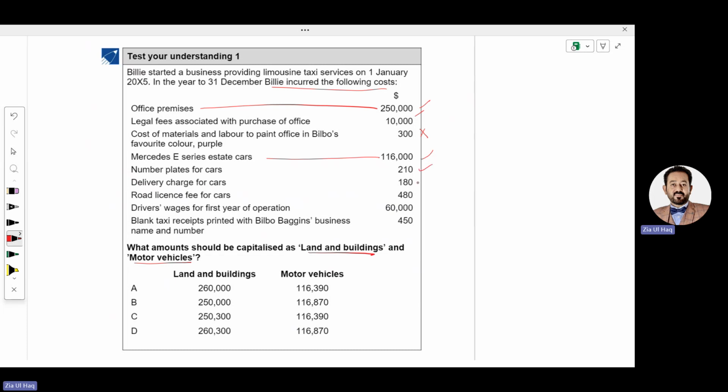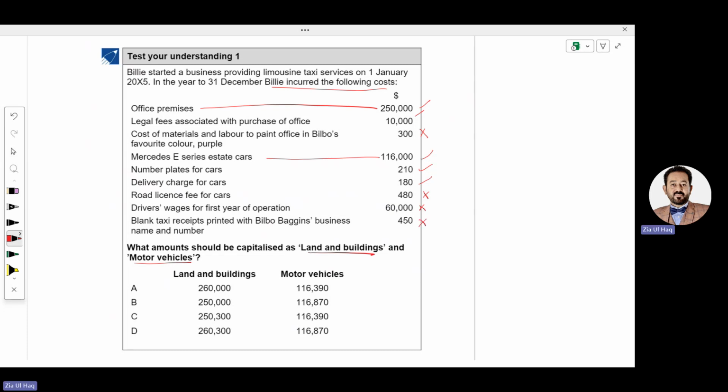Delivery charges for car: yes. Road license fee for car. Driving license fee: no, this is personal. Driver's wages for first year of operation: no, these are expenses, expensed out. And a blank taxi receipt, meaning someone in the business has used a taxi, is an expense rather than a motor vehicle asset.